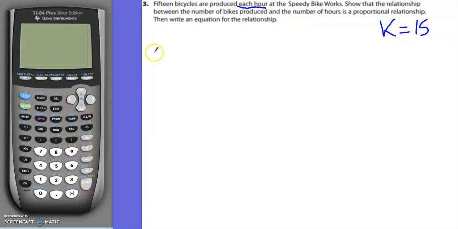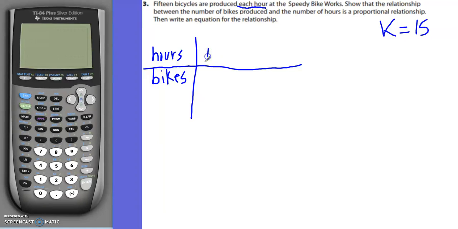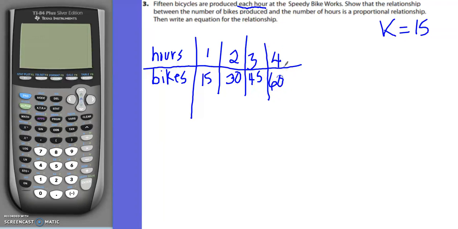So if we're talking about hours and bicycles or bikes, for 1 hour, we can produce 15 bikes. For 2 hours, we can produce 30 bikes. For 3 hours, we can produce 45 bikes. And for 4 hours, we can produce 60.